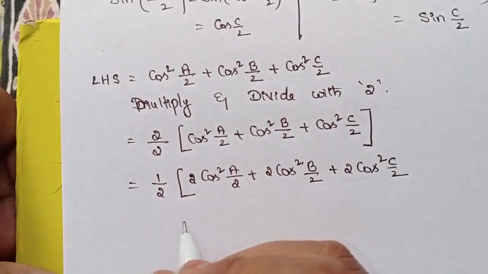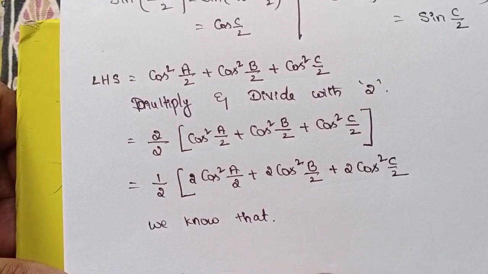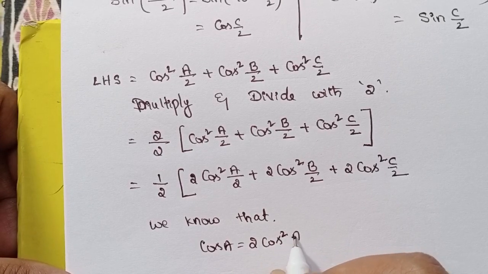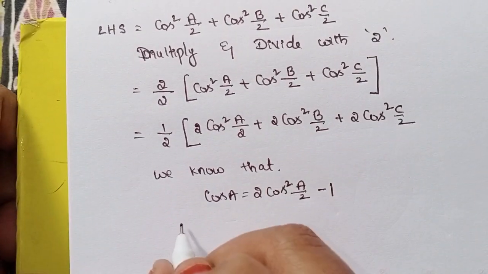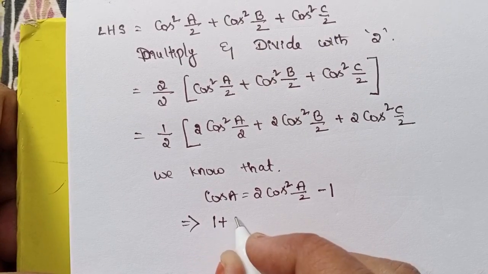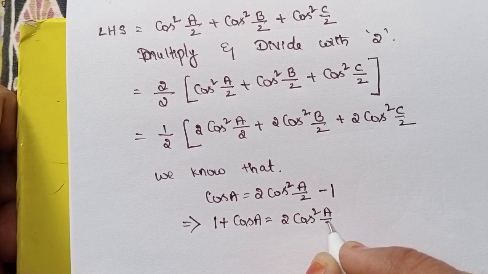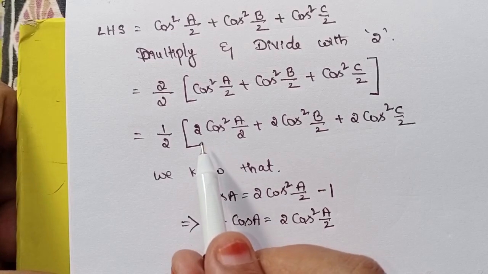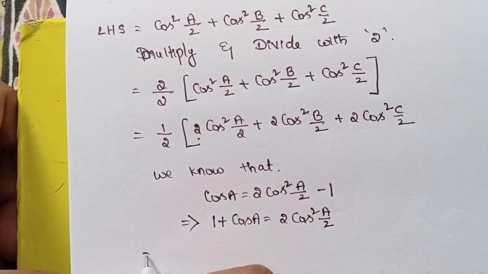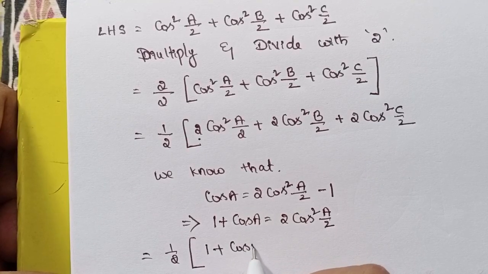Okay. Now, we know one formula. We know that cos A equal to 2 times of cos square A by 2 minus 1. That implies this minus 1 you can write left side of the equation. It will be plus 1. So 1 plus cos A equal to 2 times of cos square A by 2. So you substitute 2 times of cos square A by 2, 1 plus cos A. So, 1 by 2 times of 1 plus cos A.